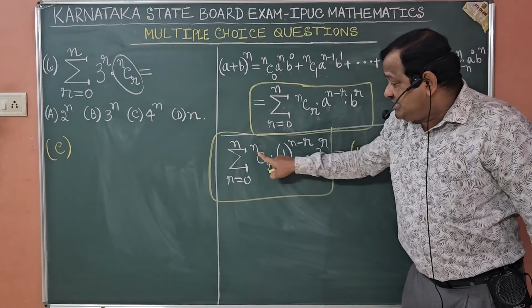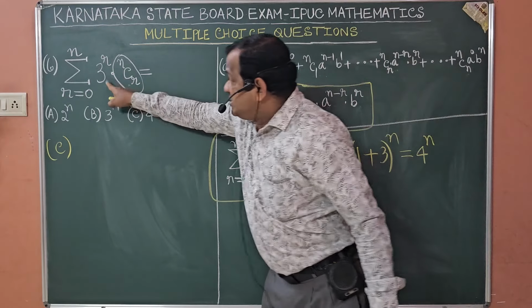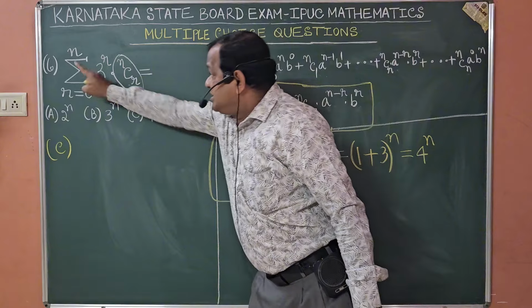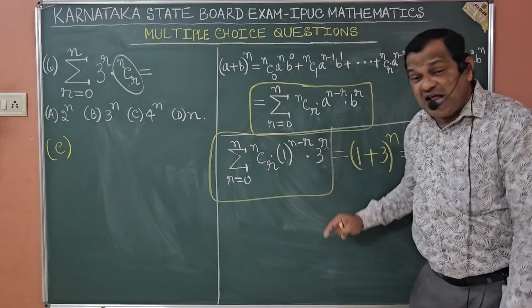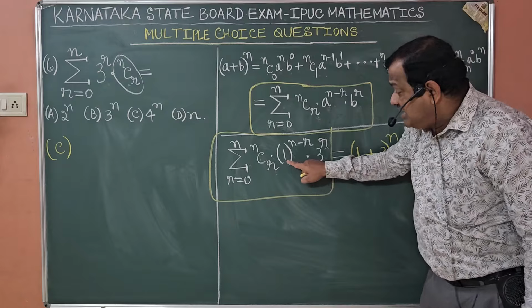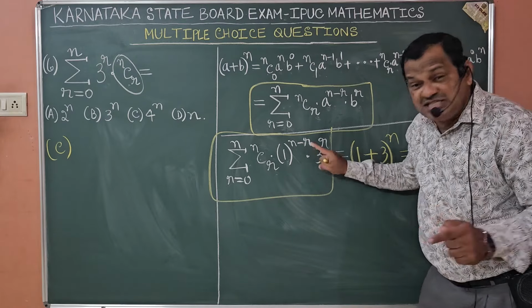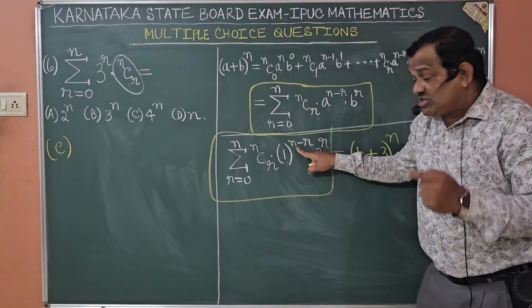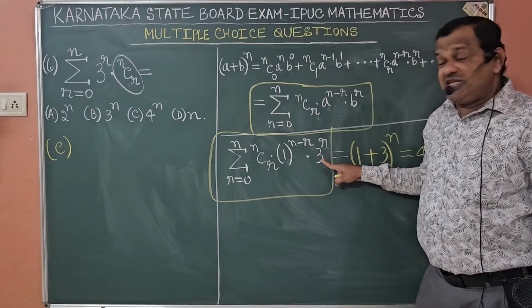Why? Because nCr is there, then 3 power r is there in the question, sigma r equal to 0 to n is there in the question. Then this nCr and 3 power r are multiplied by something, 1 power n minus r. You know, n minus r is a positive integer or maybe 0. Therefore, 1 power this positive integer is always 1. It won't make any difference in the question.